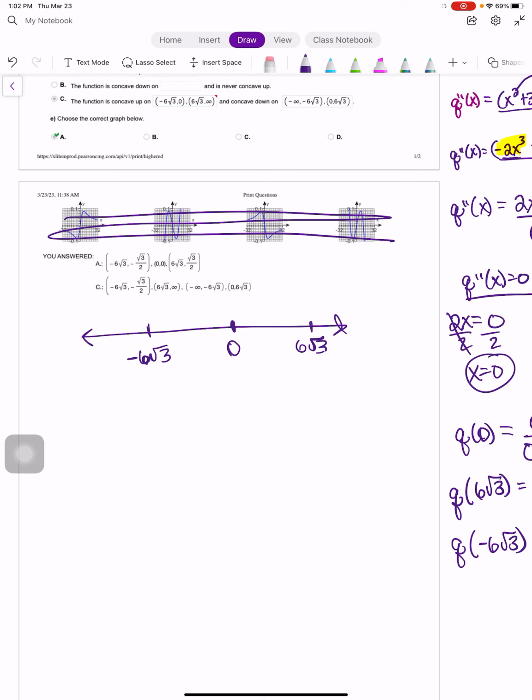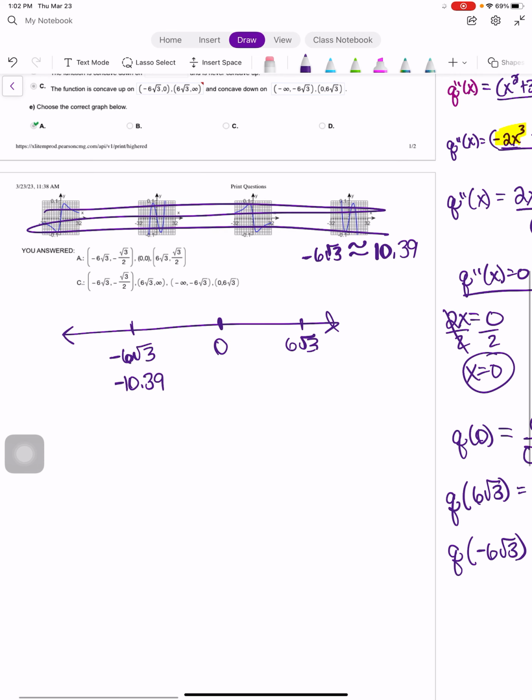So what we would do, first of all, I should probably make sure that we understand what either negative or positive 6 square roots of 3 equal. So if I put 6 square root of 3 in my calculator, that gives me approximately 10.39. So I could put that on my number line to give you an idea of approximately what that value is.